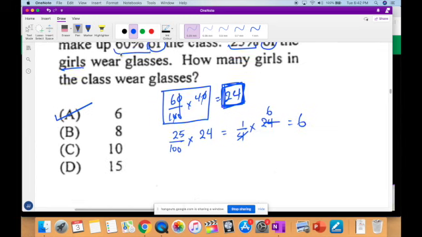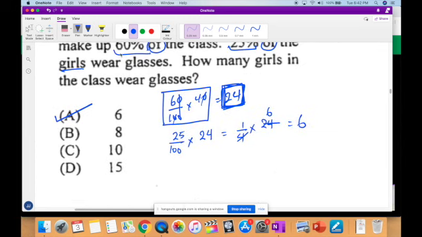Caitlin, did you get 6 or did you get some other answer? I got another answer. You got what? I got another answer. Which one did you get? I got 15. Right. So when you did 24 over 40, multiply by what? 25 over 100. That's tricky, right? Because 24 over 40 is 60%.